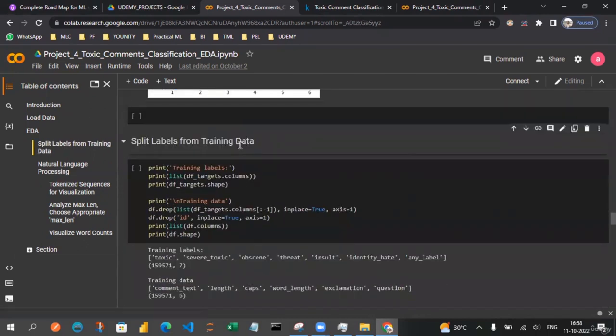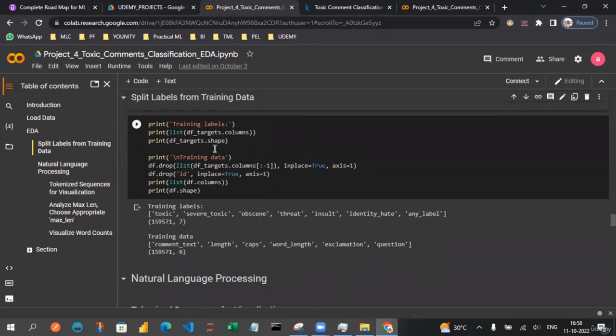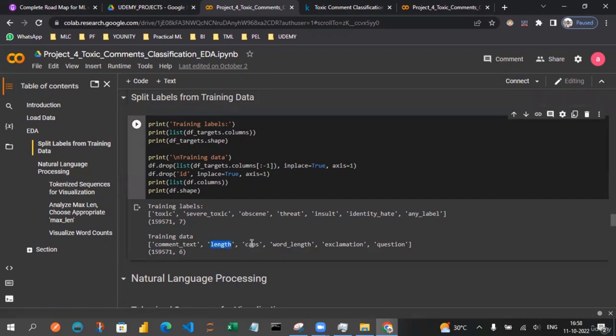And along with that, we're going to split this data for the training data set. So from the training data set, we are going to split this into different kinds of labels. So once we understand the toxic comments and severe toxic comments, obscene, threat, insult, and identity hate, or any label, I'm just going to use this to take the comment text length, caps, word length, exclamation mark and question. So taking these kinds of labels and also the training data.